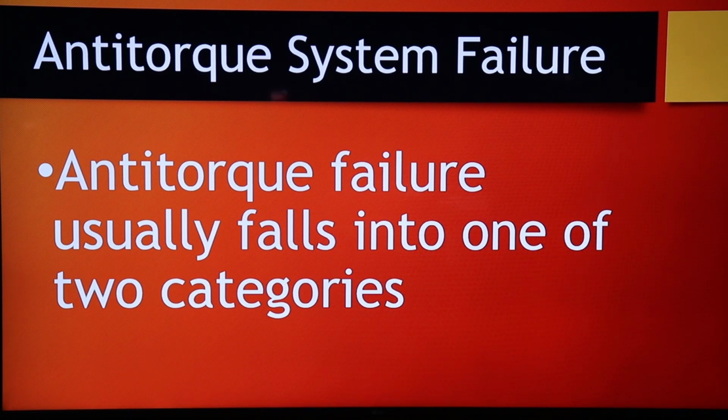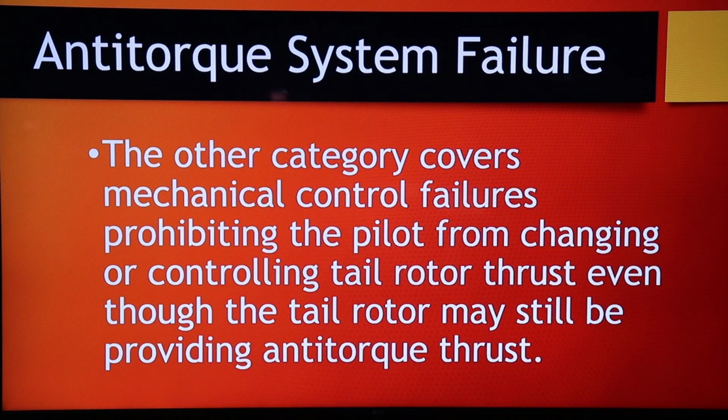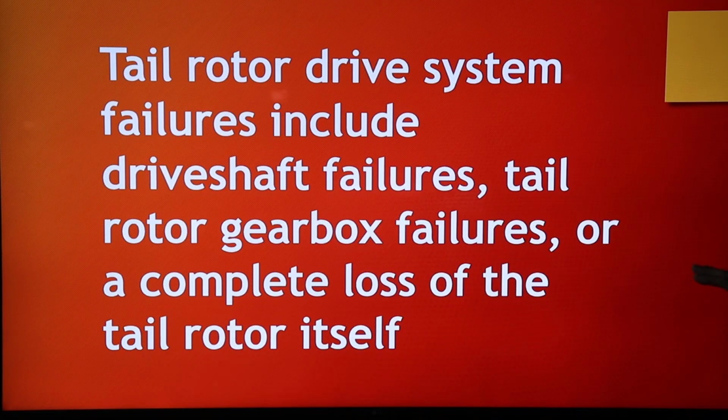Anti-torque system failure. An anti-torque failure usually falls into one of two categories. One is a failure of the power drive portion of the tail rotor system, resulting in a complete loss of anti-torque. The other category covers mechanical control failures, prohibiting the pilot from changing or controlling the tail rotor thrust, even though the tail rotor may still be providing anti-torque thrust. So tail rotor drive system failures include drive shaft failures, tail rotor gearbox failures, or a complete loss of the tail rotor itself.